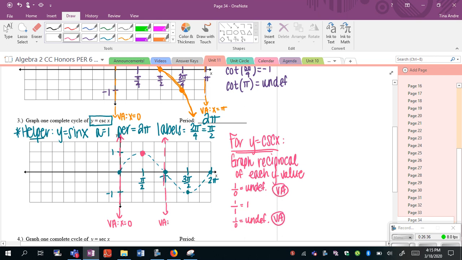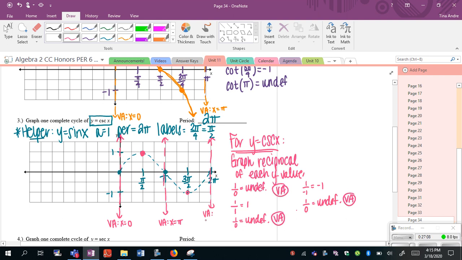So vertical asymptote is x equals pi. And then at 3 pi, I have -1. So the reciprocal of -1 is going to be 1 over -1, so -1. And then the last one here is at 2 pi, the reciprocal of 0 is 1 over 0, is undefined. So that tells me another vertical asymptote. So now I have these 3 vertical asymptotes.